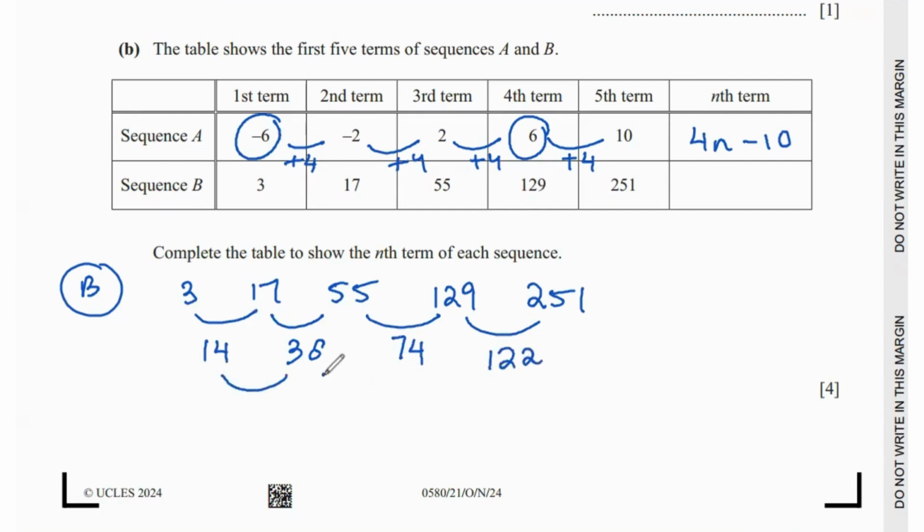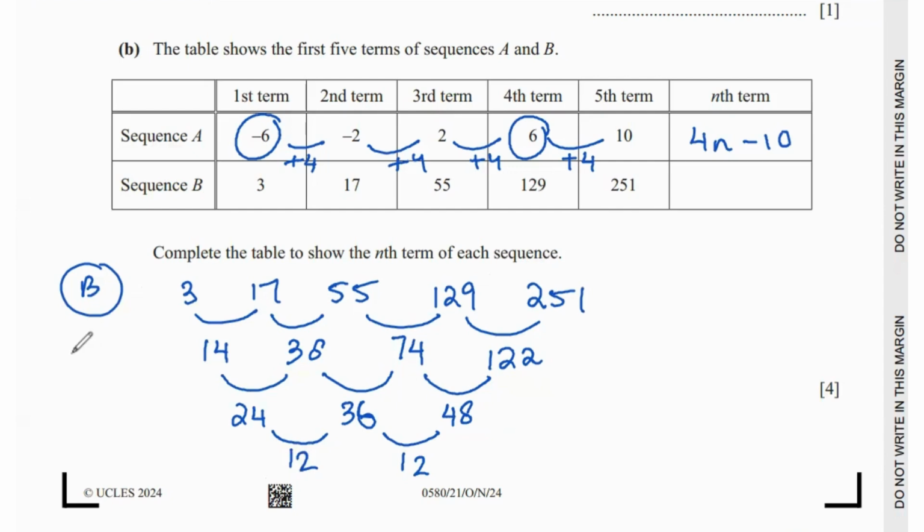Now, if we find the second difference, between 38 and 14, we have a difference of 24. Between 74 and 38, we have a difference of 36. And between 122 and 74, we have a difference of 48. Now let's find the third difference. So between 36 and 24, there's a difference of 12. And between 48 and 36 is a difference of 12 as well. So now we can see that the common difference comes at the third difference, not the first or the second.